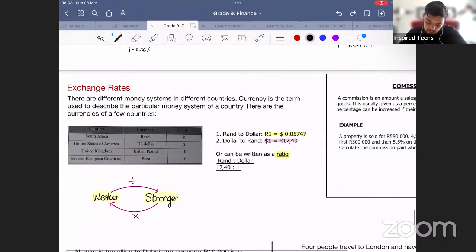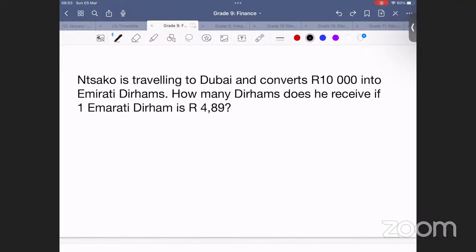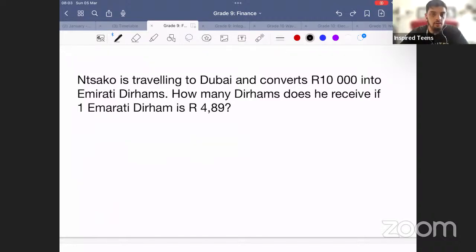So let us look at the first example. Let us learn how best to convert currencies and exchange rates. Sorry, just give me 1 second. Okay, cool. We may continue.